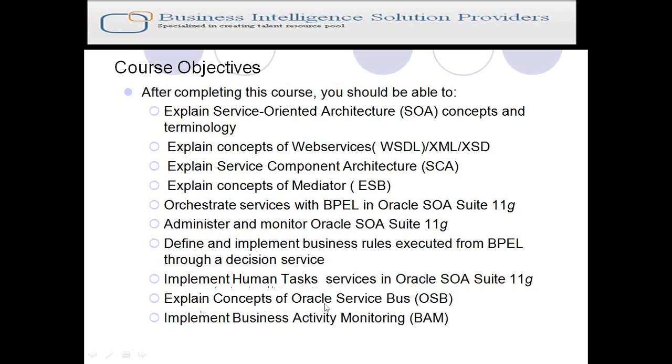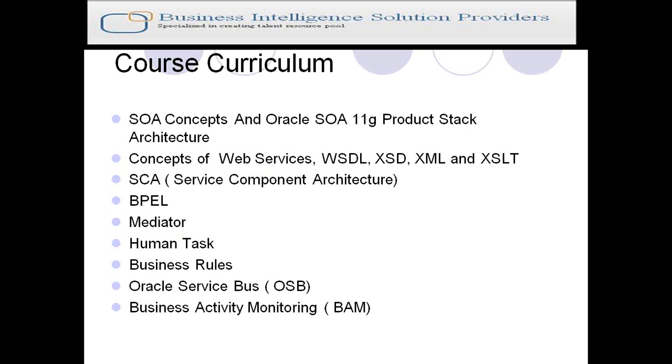You will also be working with Oracle Service Bus, which is a new product added to the Oracle product line. It was not there in other releases. This is a BEA product, because Oracle has now acquired BEA, so this product is with them. So we will be working on that. And you will be implementing business activity monitoring, which is a tool for building real-time dashboards.